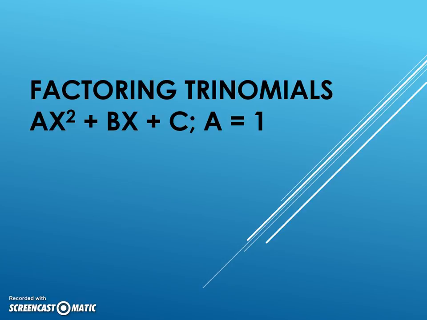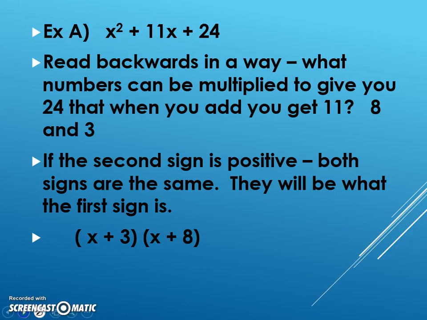They're in the format listed here, the ax squared plus bx plus c. And today the ones that we're going to talk about have a equals 1. So this coefficient in front of your x squared is going to be 1 for everything that we solve today. In a way, all you're doing is kind of reading this backwards. So you're looking at what numbers can be multiplied to give you 24, or your c value, and can add to be 11, or the b value.